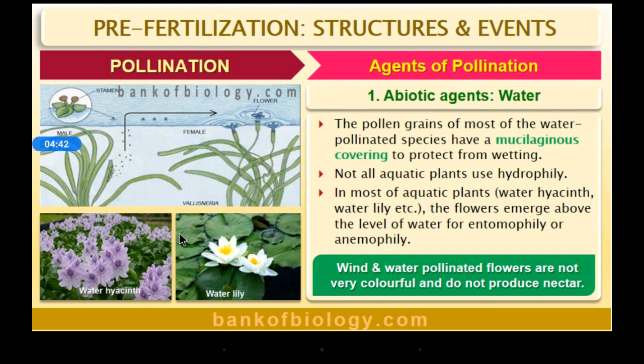For example, in water hyacinth and water lily, the flowers are outside the water. So in these cases pollination can take place either by entomophily, with the help of insects, or by anemophily, with the help of wind, as the flowers emerge above the water.